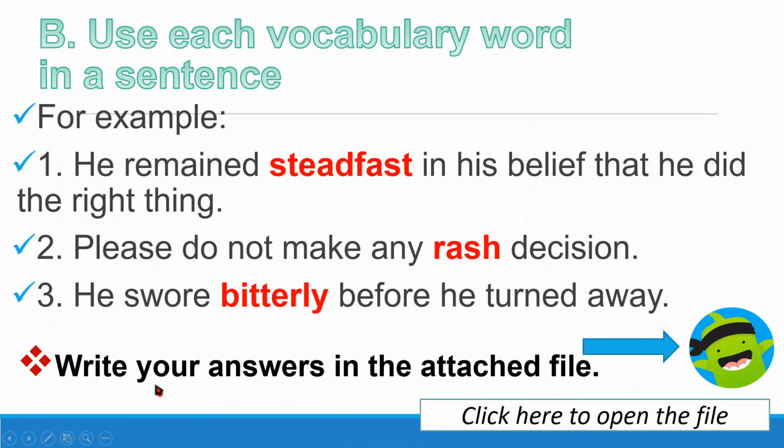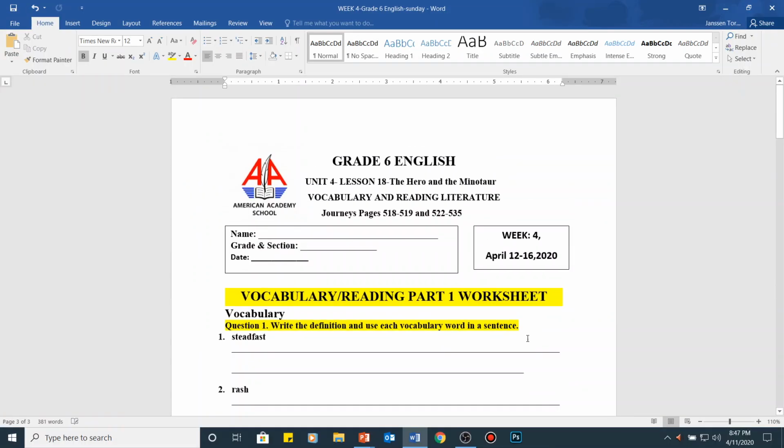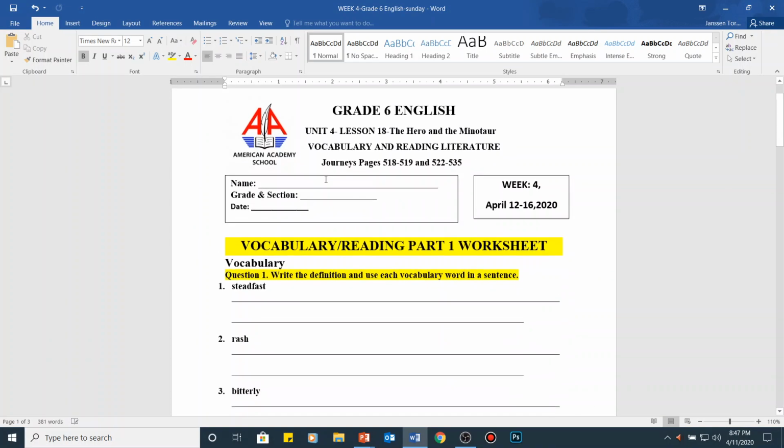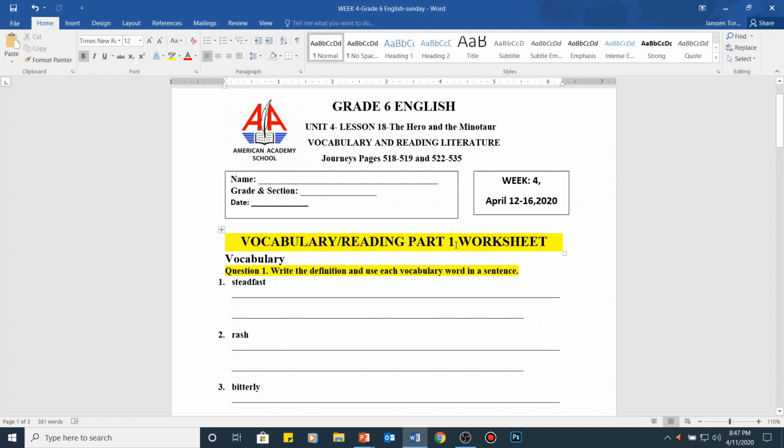Now I'm going to show you how to answer the attached file. I'm going to open the file right now and show you how. This is the activity, the vocabulary and reading part 1 worksheet.